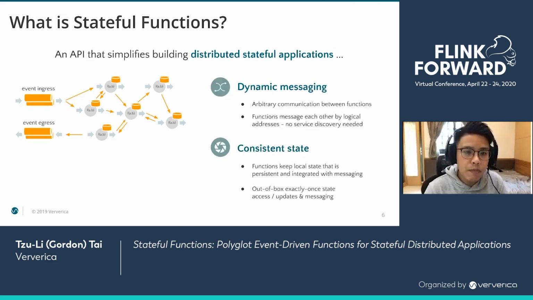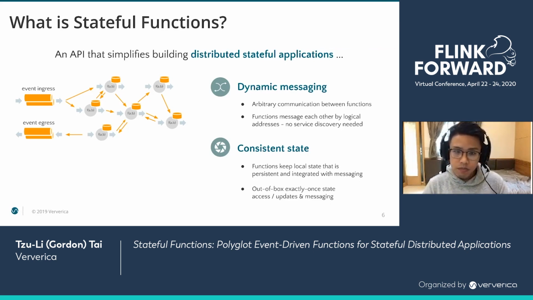Next is dynamic messaging with consistent state. What dynamic messaging means is that functions can arbitrarily and randomly communicate with each other. You don't have to predefine data flows as DAGs essentially. Another important aspect of the messaging is that functions message each other by logical addresses. There is no service discovery needed. All a function needs to know in order to invoke another function is the type of function and the ID of the function instance that it wants to invoke, which is essentially the logical address. We'll go through that as well later.